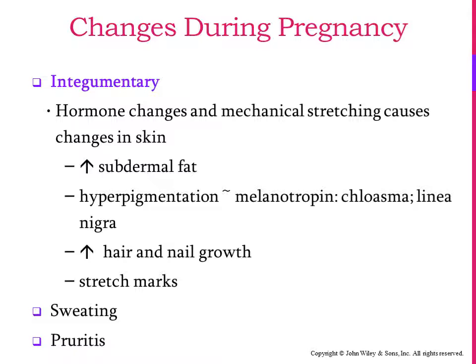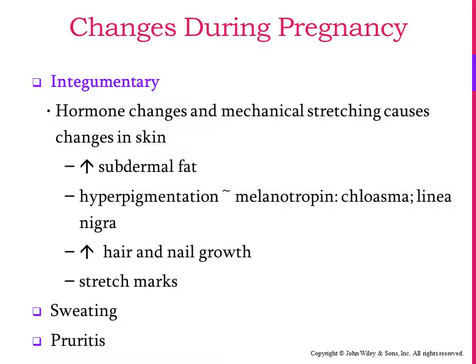In the skin, again, this varies very much from woman to woman, pregnancy to pregnancy, but hormonal changes can cause stretching in the skin, and of course in the abdominal area and the thigh sometimes if there is weight gain, fluid retention. The stretching of the skin can cause tears in the underlying dermis, leading to stretch marks. Stretch marks never ever go away. They may decrease in appearance, but they cannot be removed, unfortunately. There's increased subdermal fat, which also contributes to stretch marks.